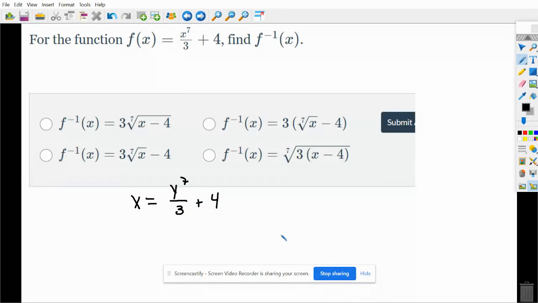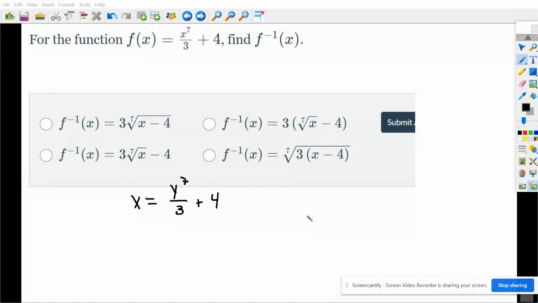And now I need to get y by itself. So what do I need to do? I need to move this 4. I need to move this 3. So I'm going to move the 4 first. I'm going to subtract 4 from both sides. Gives me x minus 4 equals y to the 7th over 3. I'm going to multiply by 3. Okay, so this gives me 3 times (x minus 4) equals y to the 7th.